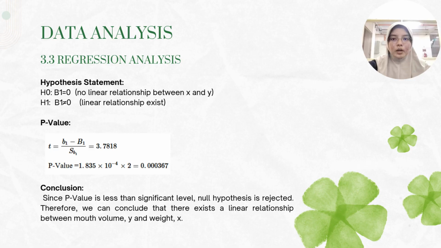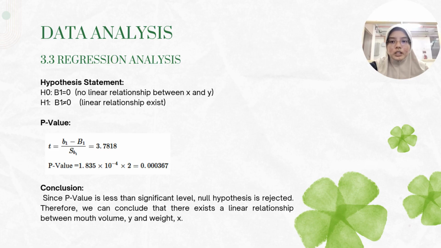In this test, our null hypothesis statement is beta 1 equals to 0, which means no linear relationship between x and y values. And the alternative hypothesis, which is beta 1, is not equal to 0, there is a linear relationship between the mouth volume and weight.